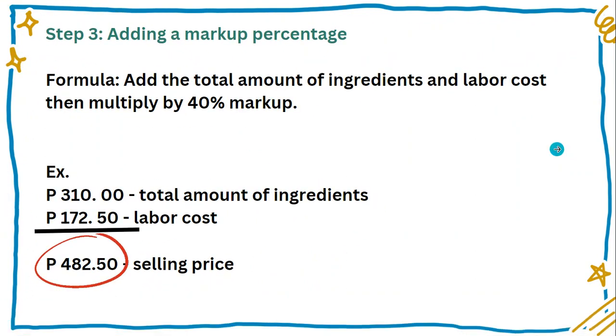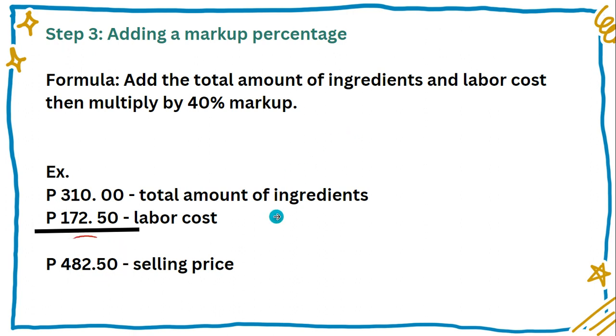And for step 3, adding a markup percentage. The reason why we're adding a markup percentage is for us to gain profit. So we can generate profit when we're adding a markup percentage. Children, the markup percentage varies. It depends on the industry. For the manufacturing industry, there is another percentage. For the food industry, here we are going to use 40%. For the formula, add the total amount of ingredients and labor costs, then multiply by the 40% markup.